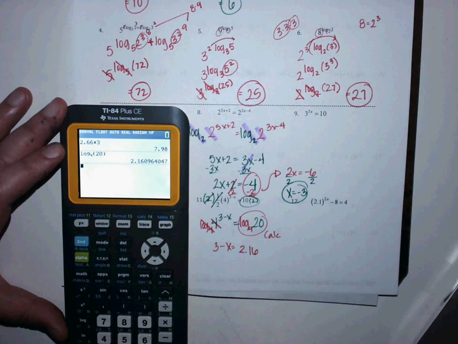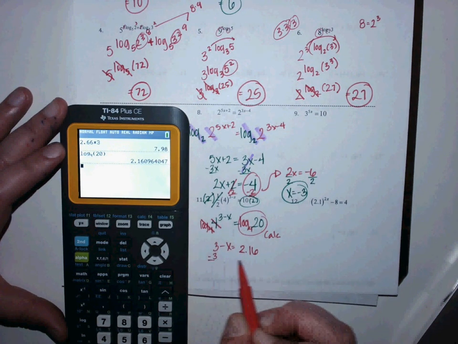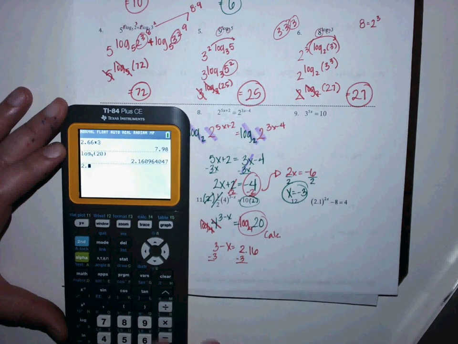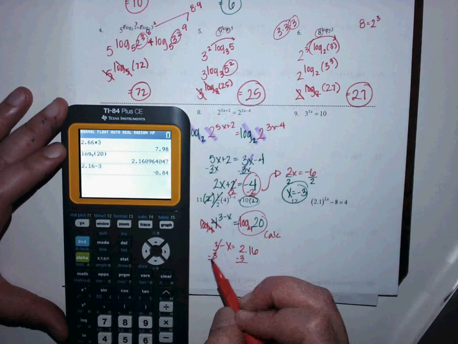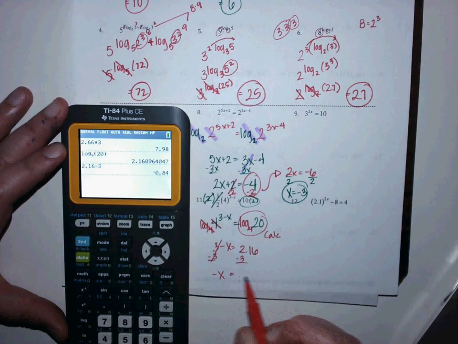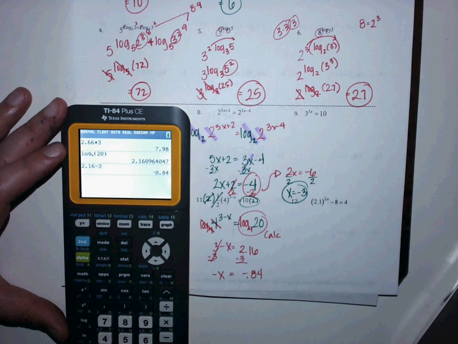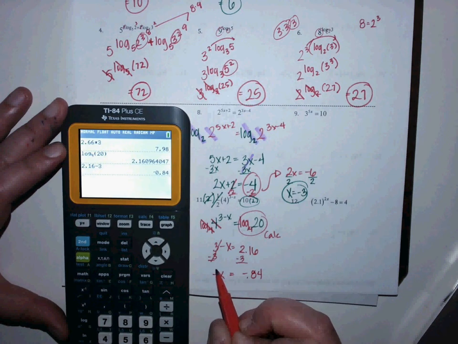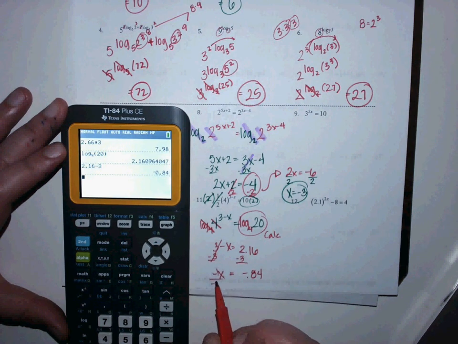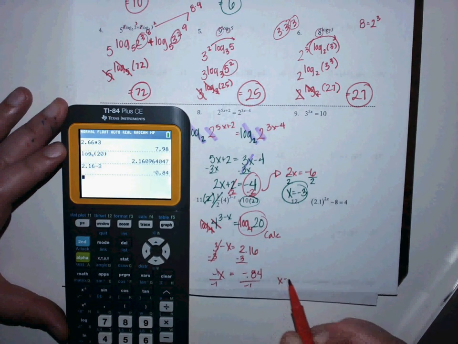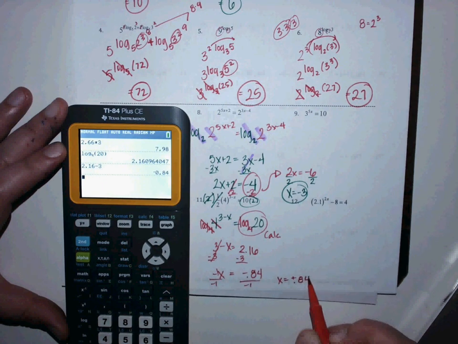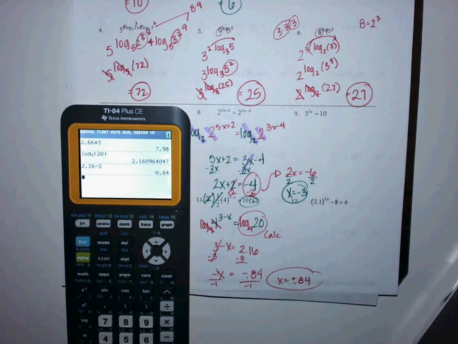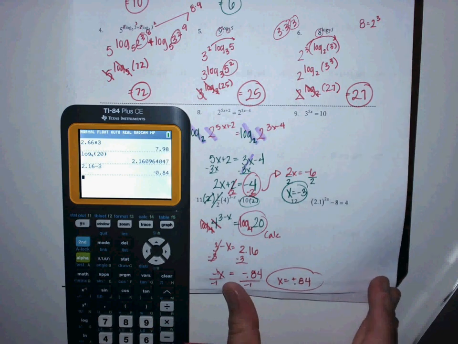Then from there, I got a 3 over here. I need to minus that across. 2.16 minus 3 gives me negative x equal to negative 0.84. And then remember, negative x is really the same as a negative 1x. So I'm going to divide by negative 1 on both sides. x is going to be positive 0.84.